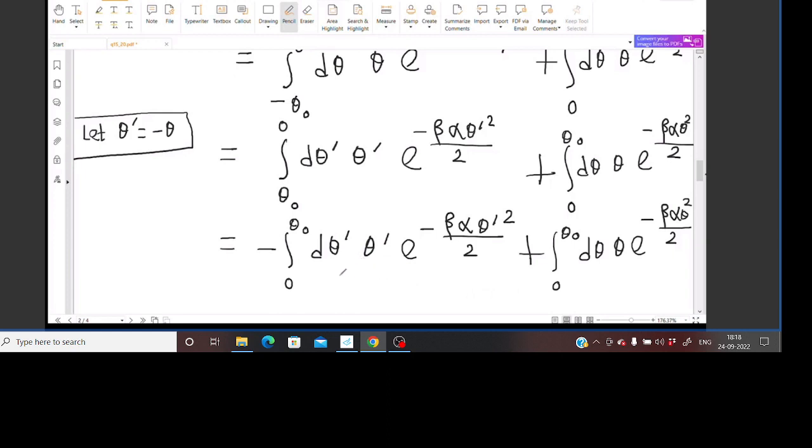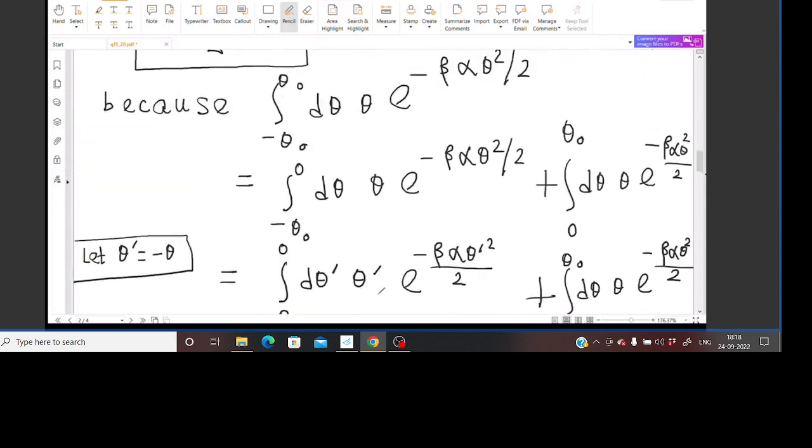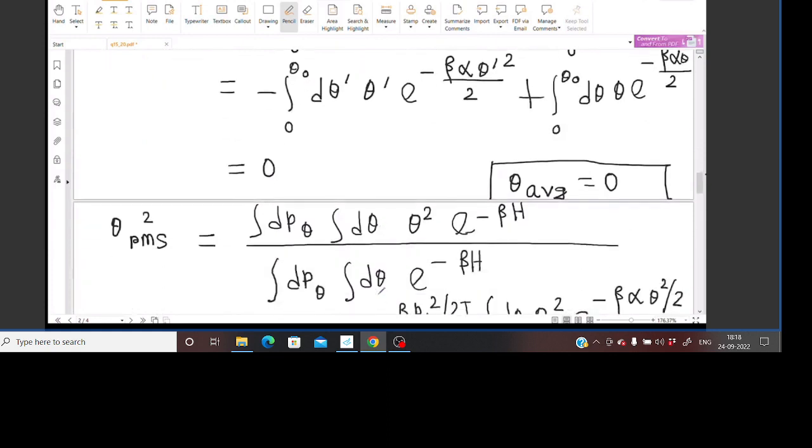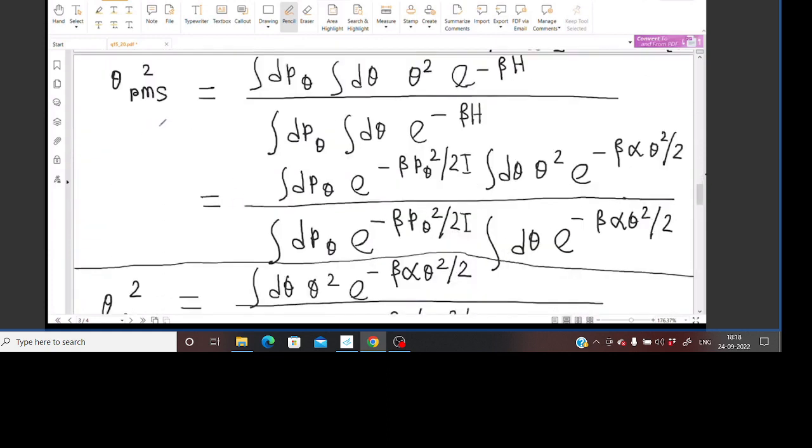Thus we see that the first integral and the second integral cancel out. So we obtain that theta average is equal to 0. Now the theta RMS square is equal to integral dp theta into d theta into theta square into e to the power minus beta h by integral dp theta into integral d theta into e to the power minus beta h. Here also we replace h by p theta square by 2I plus alpha theta square by 2.